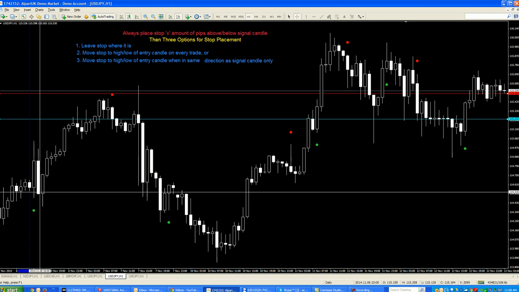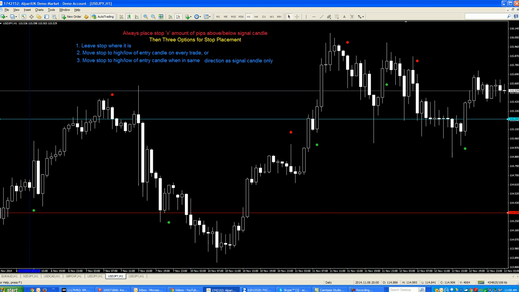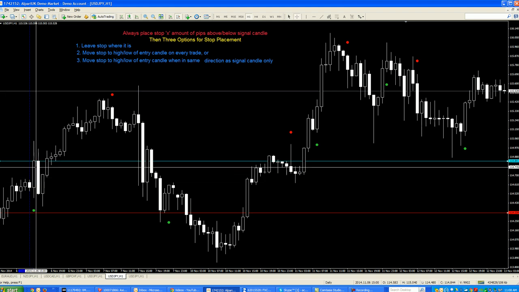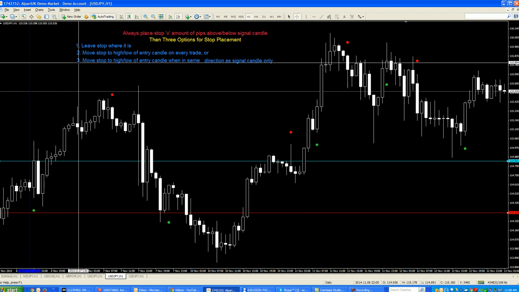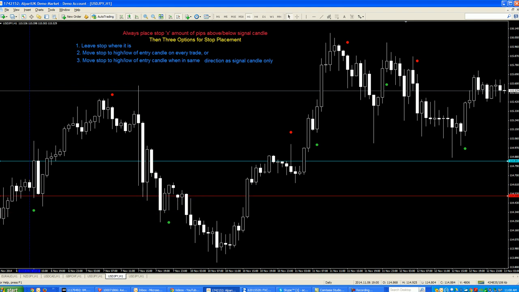And if I was going to say option 2, look at this buy trade to the left here. Initial stop would be below the green dot roughly. Entry would be right up here. Even though the signal candle's bullish, the entry candle's bearish. If I elected option 2, I would still move the stop to below that candle there. So there's my three options.